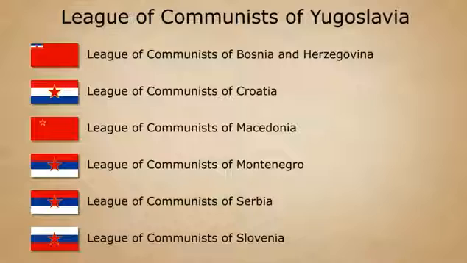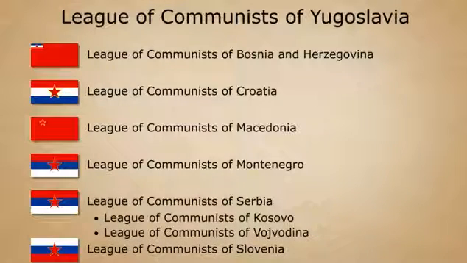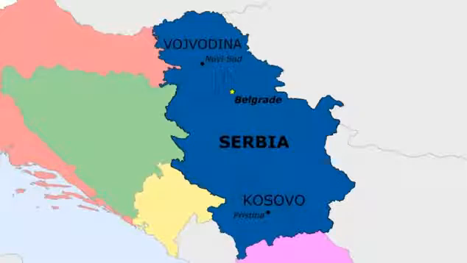There were 8 members, the 6 republics, as well as the 2 autonomous provinces of Serbia, Vojvodina and Kosovo. In 1986, Slobodan Milosevic became the leader of the Serbian branch. Milosevic and his supporters were uncomfortable with the autonomous provinces of Serbia, as Belgrade had very little control over the politics in these parts of the country.